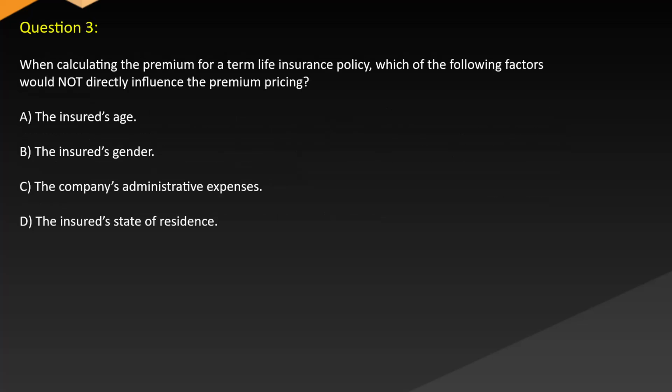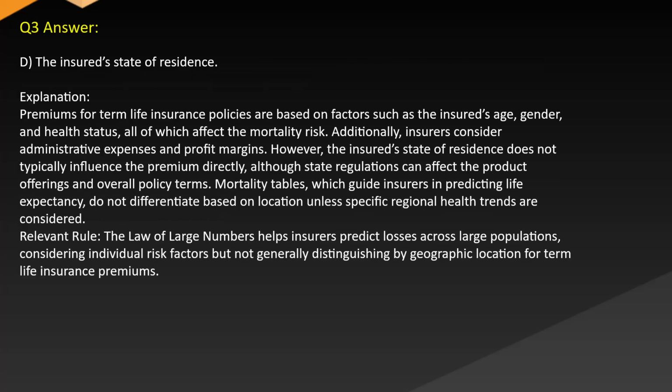Question 3. Topic: Premiums and pricing. When calculating the premium for a term life insurance policy, which of the following factors would not directly influence the premium pricing? A. The insured's age. B. The insured's gender. C. The company's administrative expenses. D. The insured's state of residence. Answer: D. The insured's state of residence.